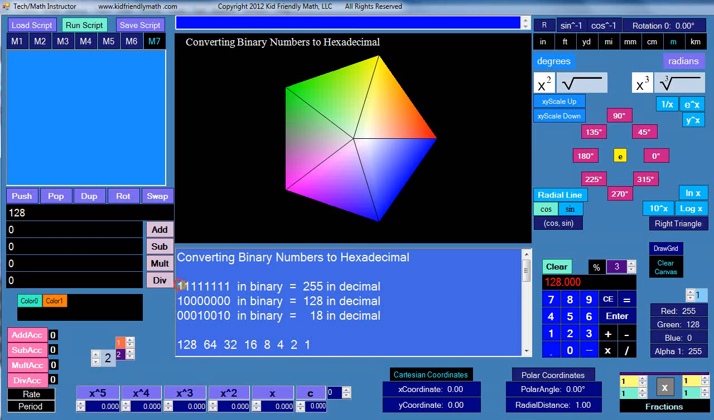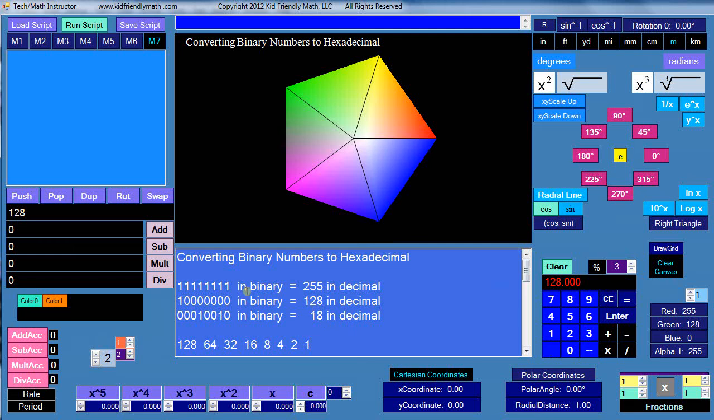So for this particular binary number 11111111, the 128's place is turned on, the 64's place is turned on, the 32's place is turned on. They're all turned on, so you would just add each one of these numbers together. 128 plus 64 is 192, plus 32 is 224, plus 16 is 240, plus 8 is 248, plus 4 is 252, plus 2 is 254, plus 1 is equal to 255, them all being turned on.